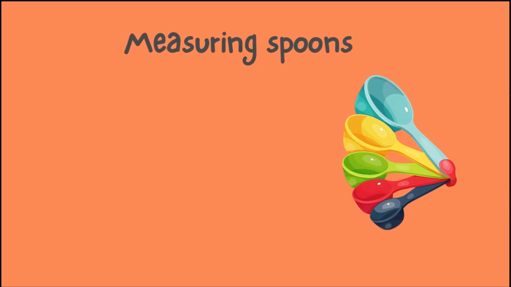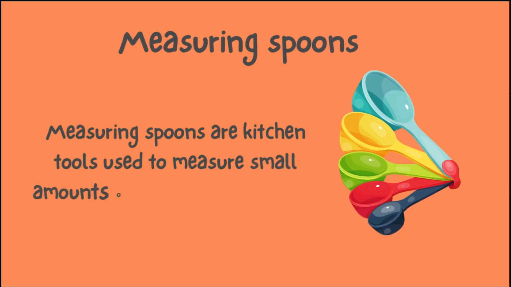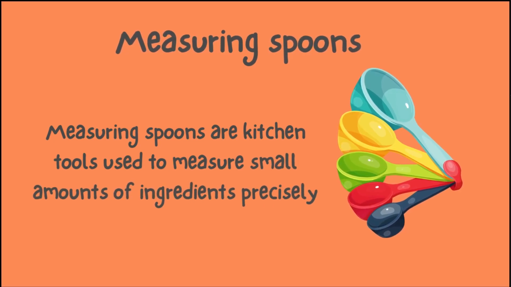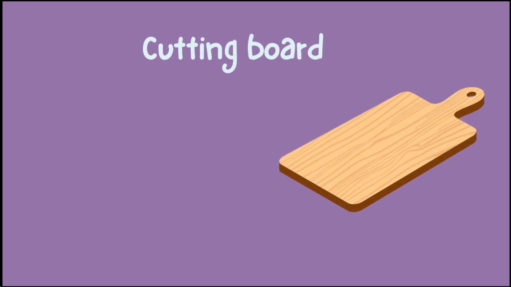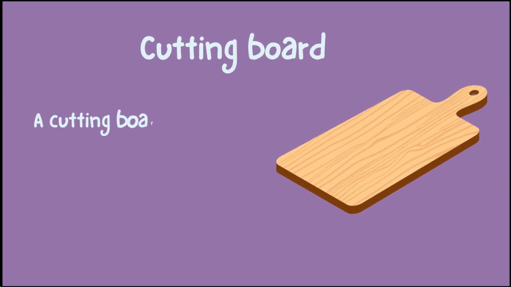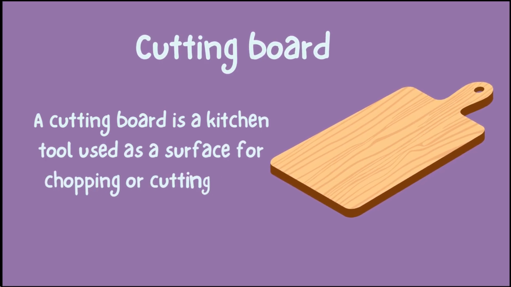Measuring spoons. Measuring spoons are kitchen tools used to measure small amounts of ingredients precisely. Cutting board. A cutting board is a kitchen tool used as a surface for chopping or cutting food.